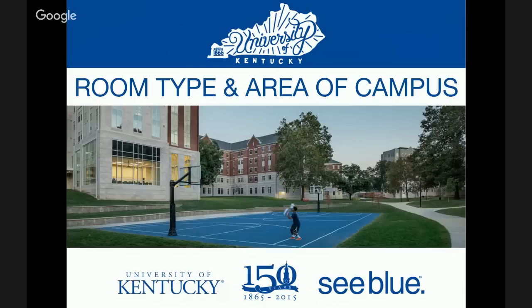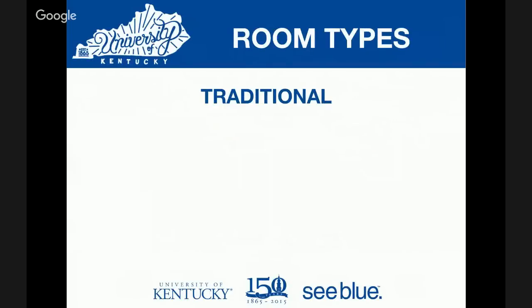But I'm going to go ahead and talk about room type and area of campus. We got a lot of different awesome things to talk about. First off, you want to know about where and what the place is going to look like that you're living. So let's go ahead and talk about room type. We have multiple different options for our room type here on campus, and I'll go through those different options and what sort of amenities and the different characteristics that they have.